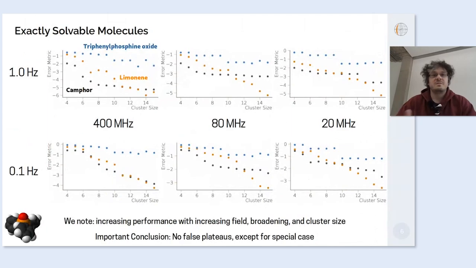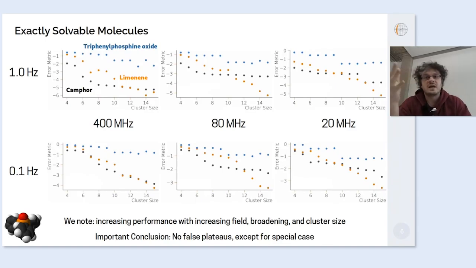So we did this benchmarking for 3 frequency values ranging from 400 megahertz, which is pretty standard for NMR experiments, down to 80 megahertz, which is common maybe for a benchtop experiment, and 20 megahertz, which no one really does, to be honest, but we figured, hey, it's a good test case anyway. In addition, we studied broadening values of 0.1 hertz and 1 hertz, which are both pretty unusual in standard NMR experiments, 0.1 hertz being a bit unrealistic. But hey, it's a good test case nonetheless.